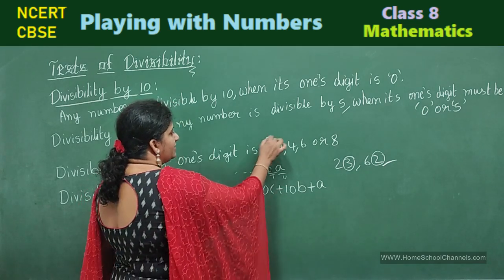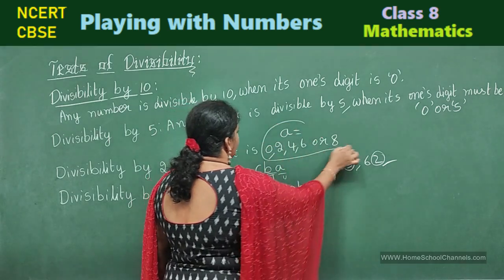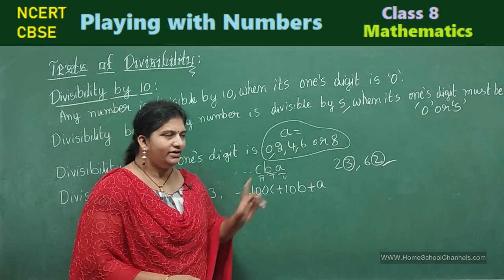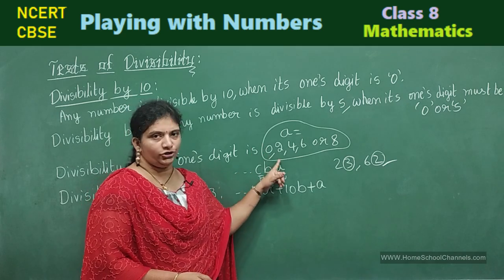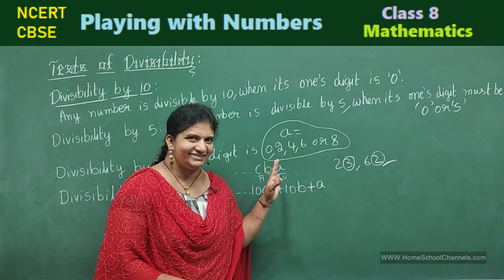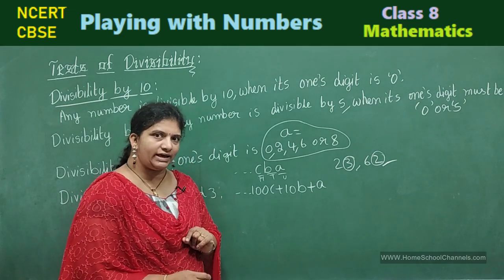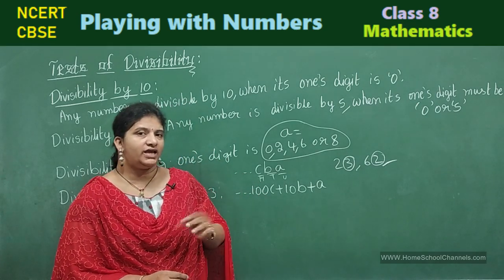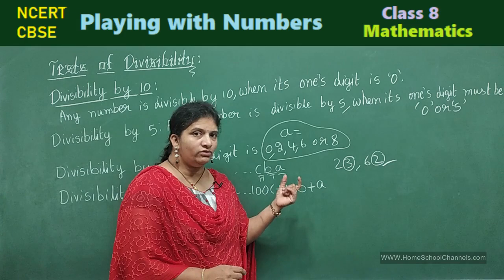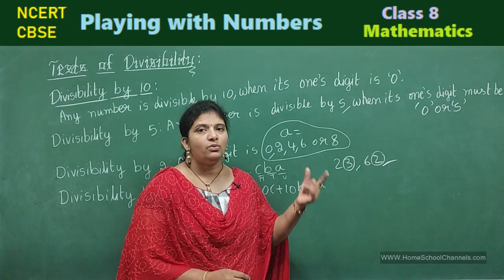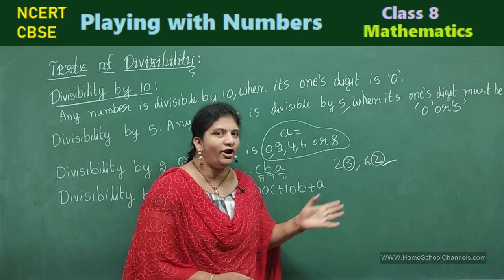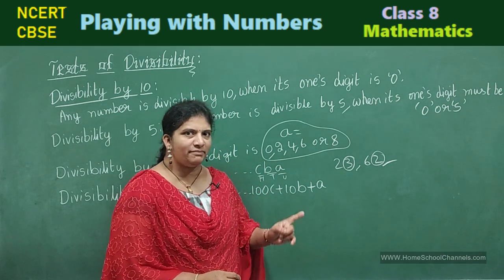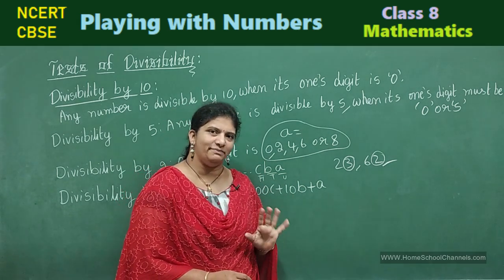Therefore, what can you say? These all must be the units digit. Any one only will be there, not all at a time. Right? A must be either 0 or 2 or 4 or 6 or 8. Is this clear? One more thing you can say: by observing the last digit, we can say whether they are odd numbers or even numbers. When it is divisible by 2, those numbers are all even numbers. When it is not divisible by 2, those are all odd numbers. Okay, are you getting it? Divisible by 2 means even numbers. Not divisible by 2, odd numbers.